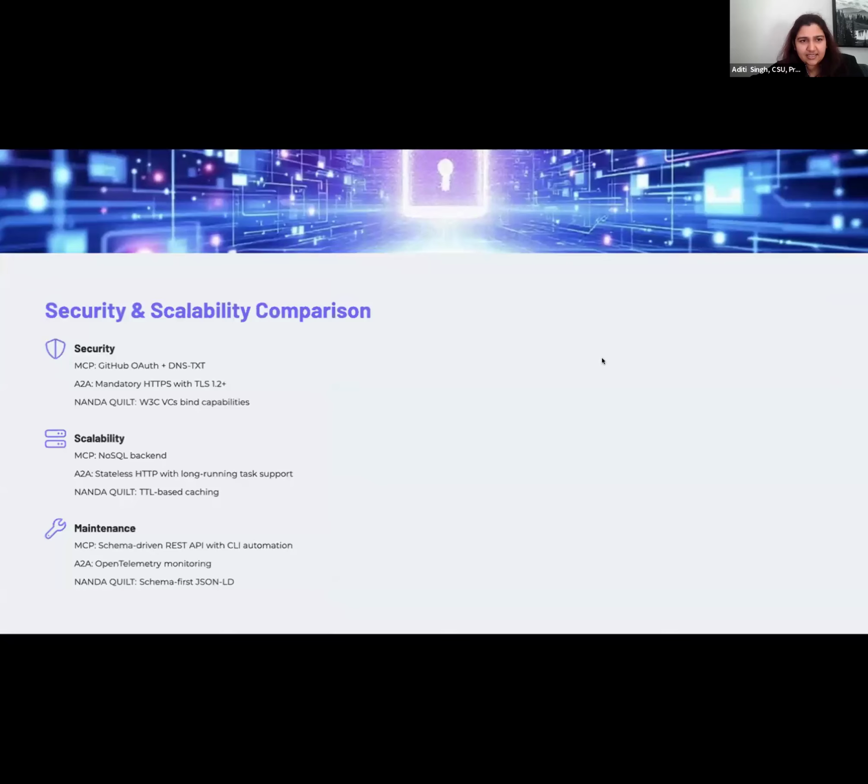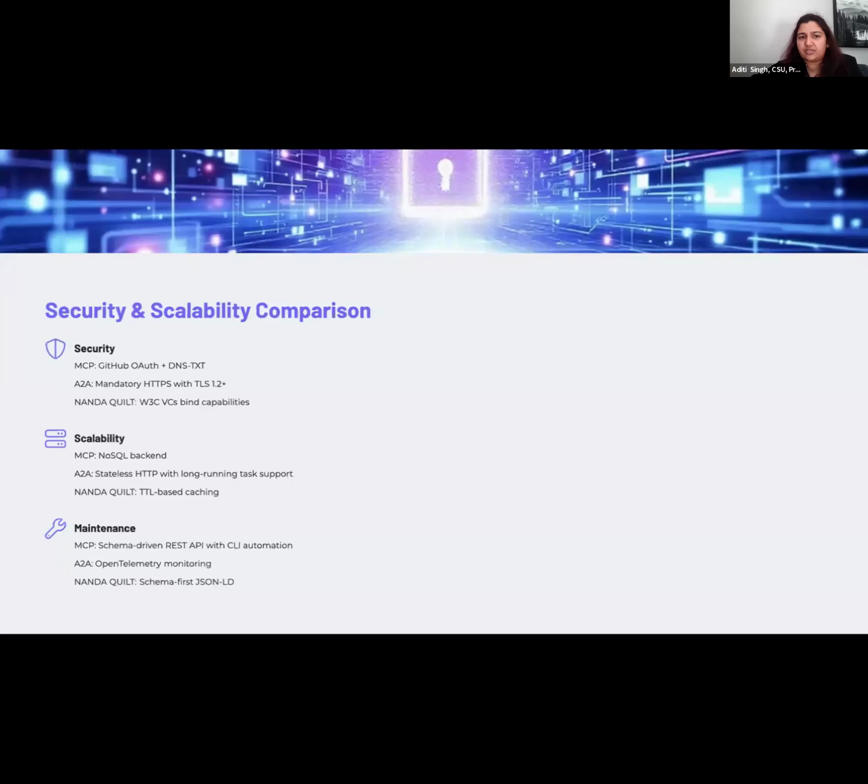And next slide, please. So right over here, just a final comparison on the security, scalability and maintenance side of MCP, A2A, and Nanda. Pretty much, if I have to say about security, we can say that MCP is using GitHub or DNS TXT records to verify the ownership and publish the metadata.